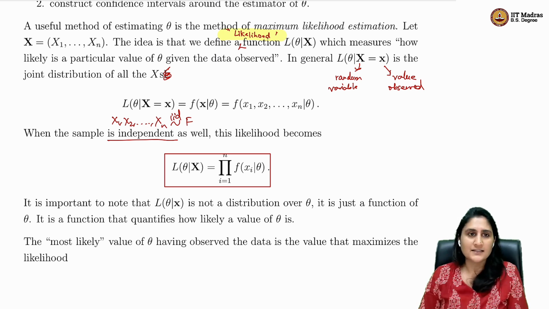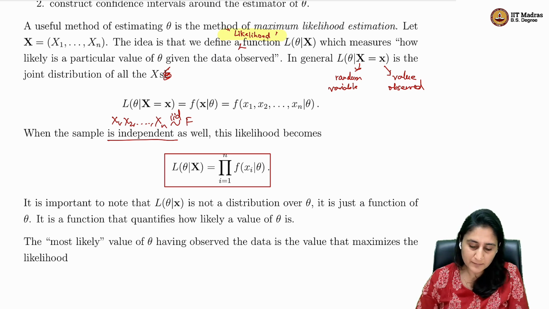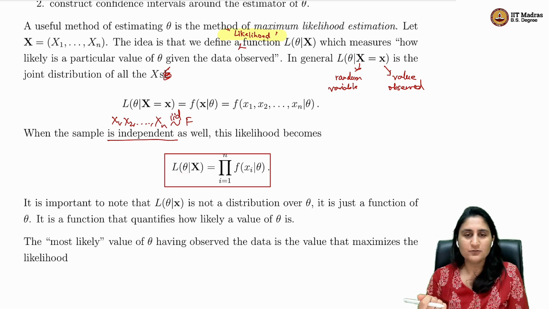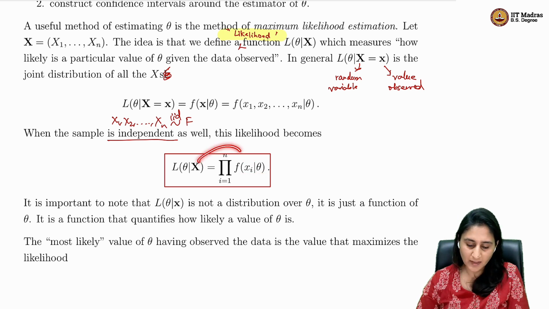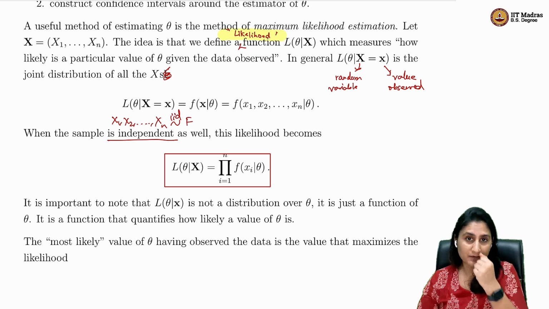So this basically tells us that if I want to look at a particular value of theta and ask how likely is this value given all the data that I've observed, then this is nothing but: what is the chance that I would have seen this data given that this was the value of theta, the particular value of theta that I have proposed?